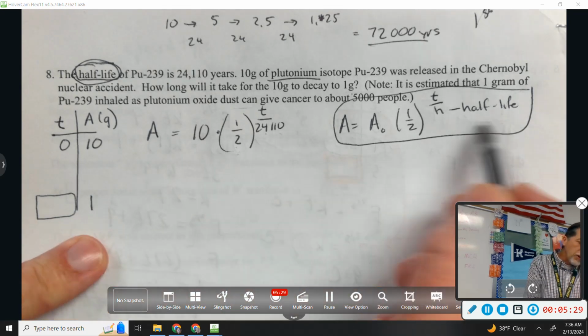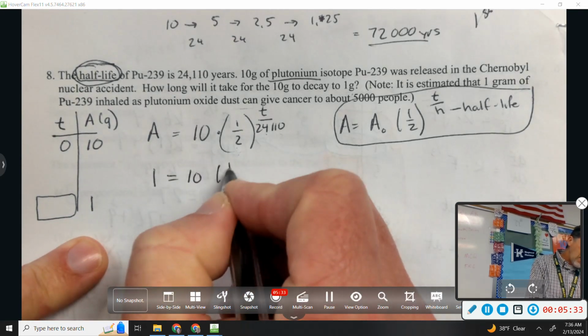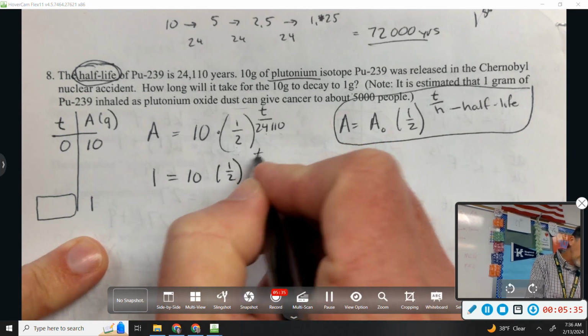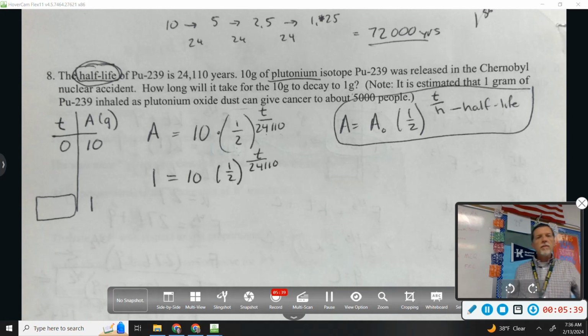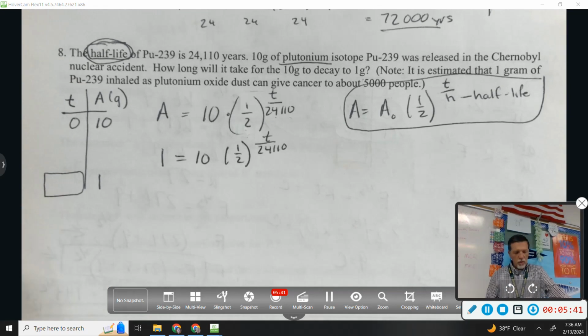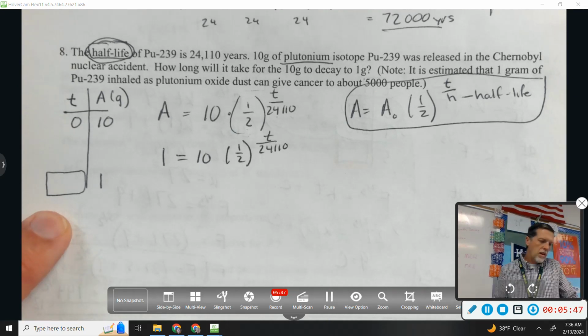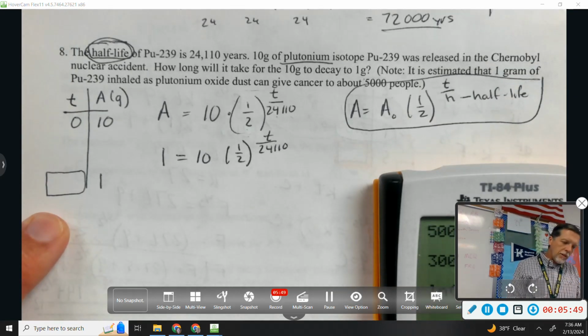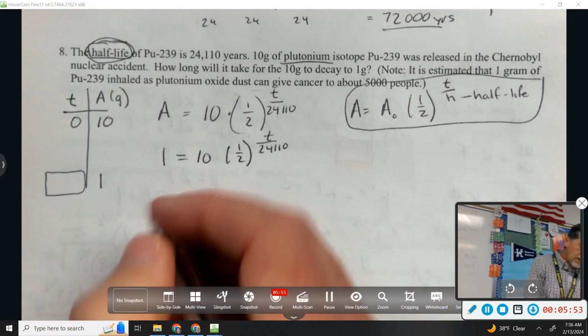Okay, so if we're good with that formula, then all we've got to do is plug in 1 for A and figure out what T is. So now this isn't a calculus problem at all, it's an algebra problem. So we want to get that T out of there. Let's divide by 10.